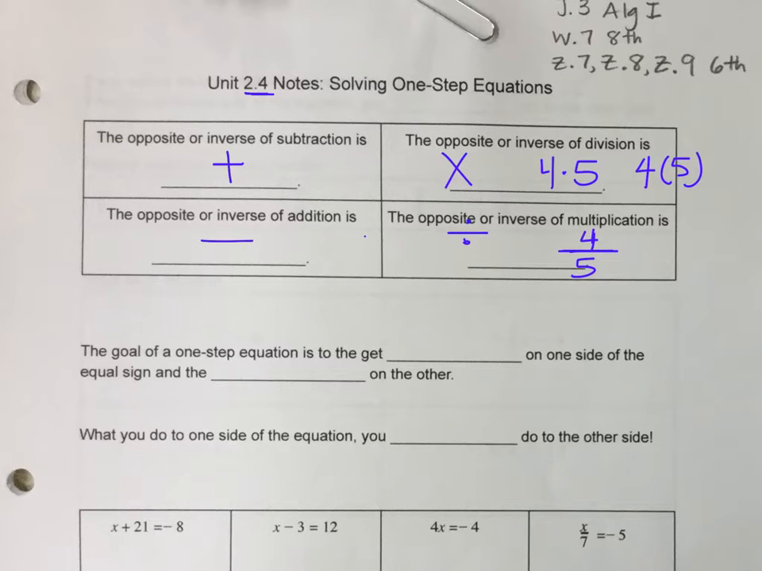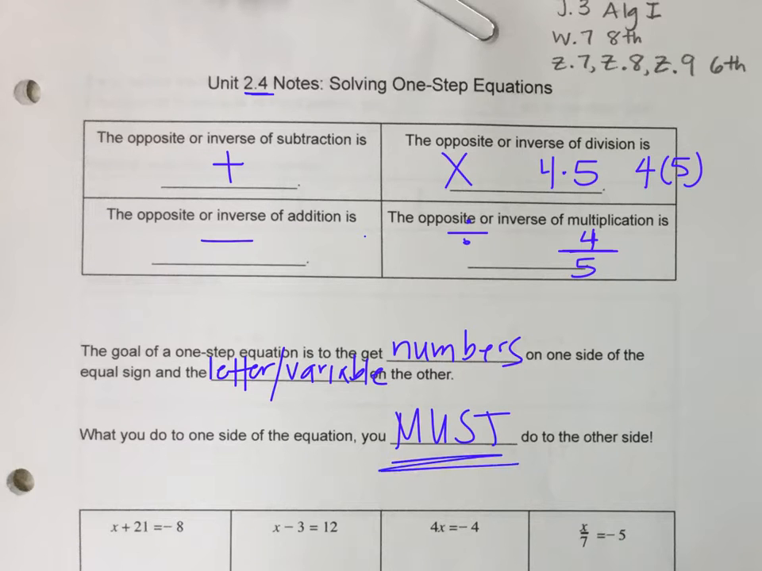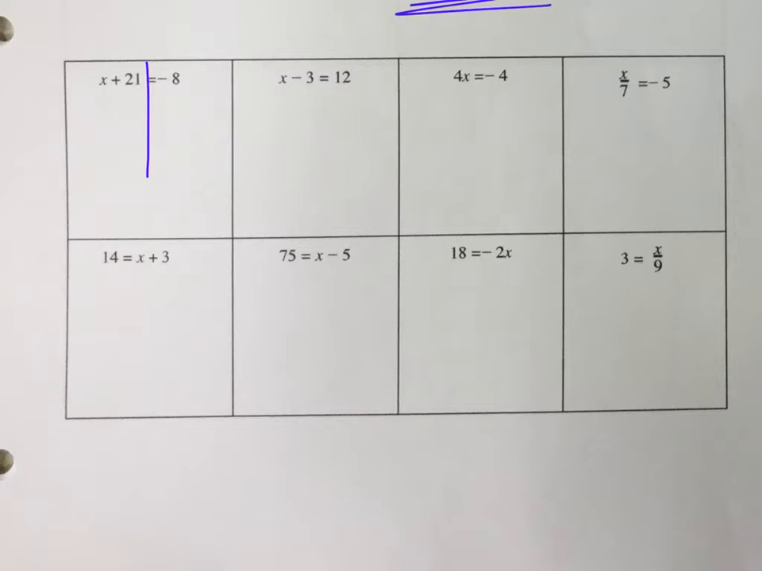So the goal of a one-step equation is to get all the numbers on one side of the equal sign and all the letters or variable on the other side. What you do to one side of an equation, you must do to the other side. Now we're going to do some examples.